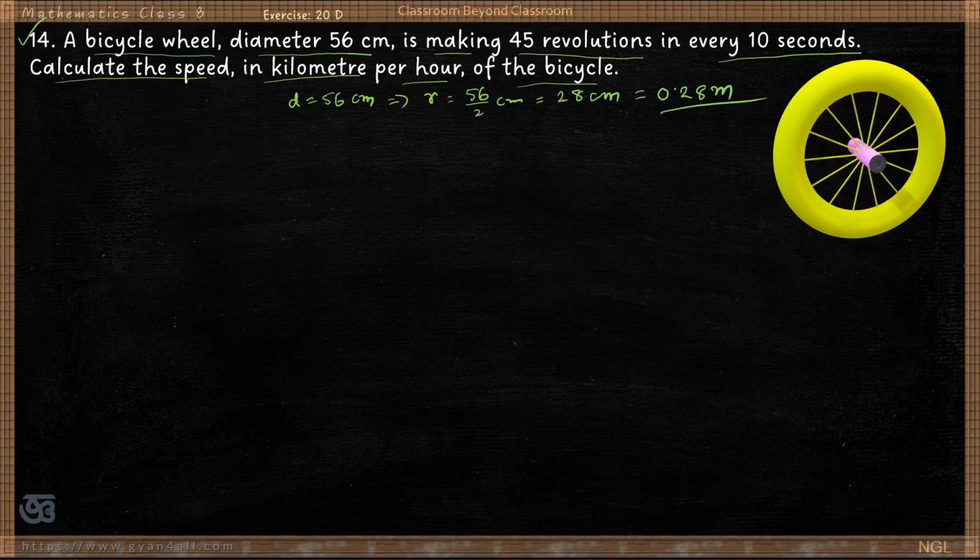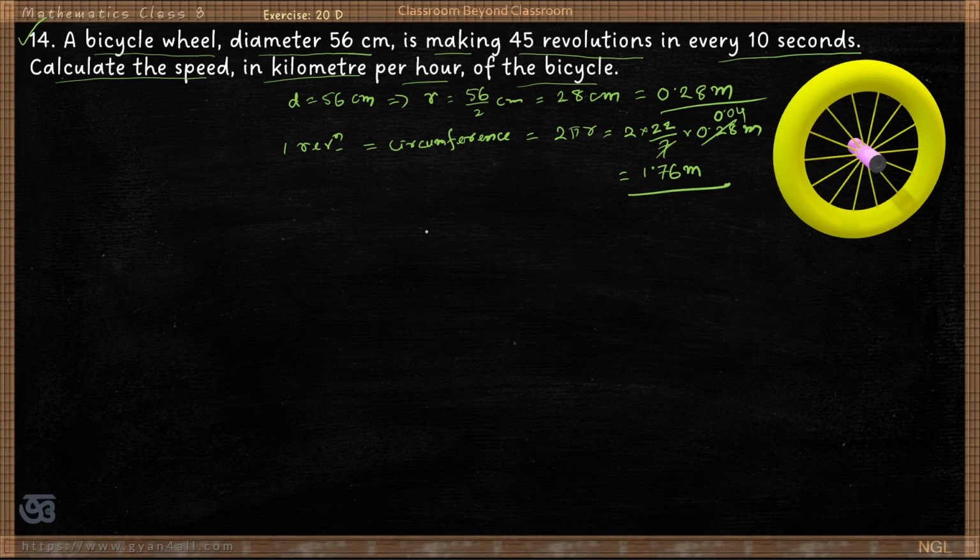So one revolution of the bicycle is the circumference of the wheel, and that is equal to 2πr, which is 2 into 22 divided by 7 multiplied by 0.28 meter. 7 fours are 28. So this is equal to 1.76 meter. This is equal to 1 revolution.